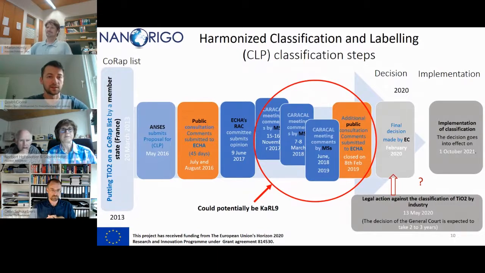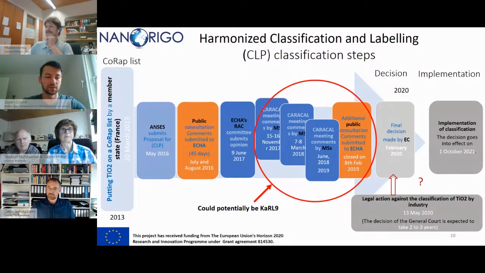And here we have, do not be scared of this scheme. It is the whole process of classification of titanium dioxide, which started in 2013 by a member state, France, which wanted to put titanium dioxide on the special CORAP list for evaluating or re-evaluating its carcinogenicity, so its classification, how it should be classified. And after a series of processes, which took many years, we had public consultations, we had risk assessment committees, we had meetings of member states and all stakeholders.